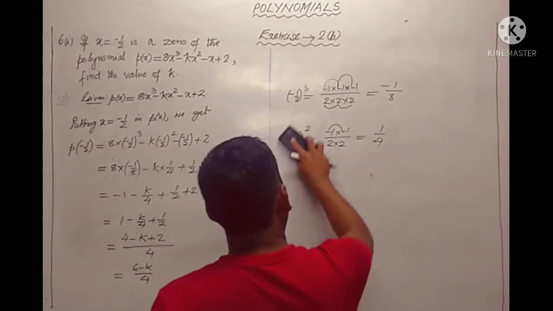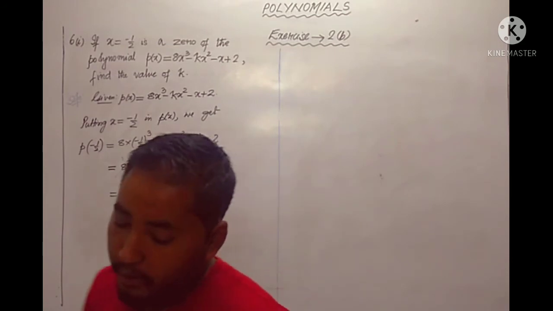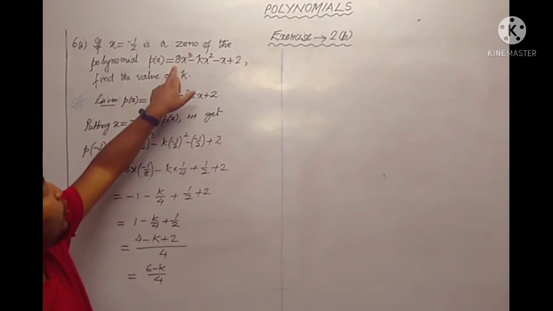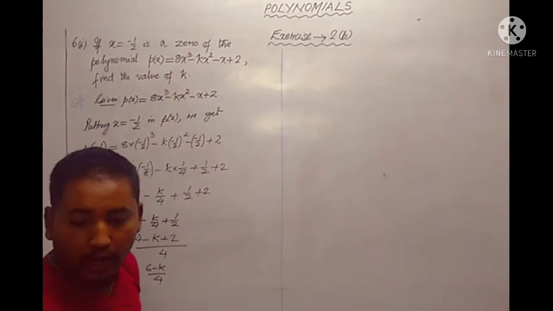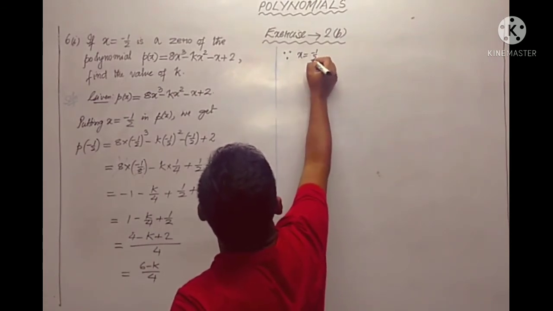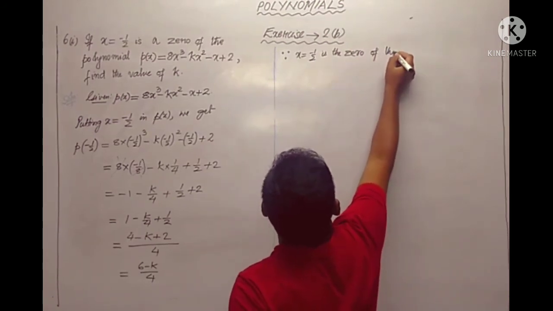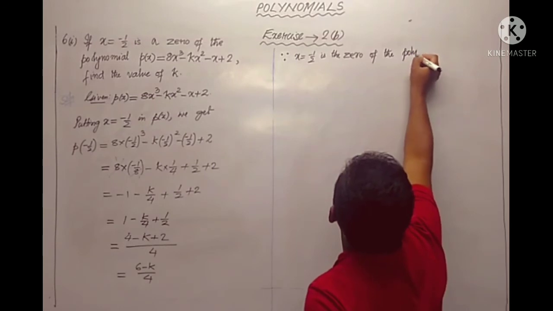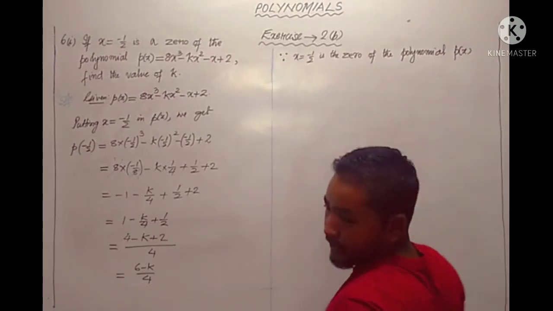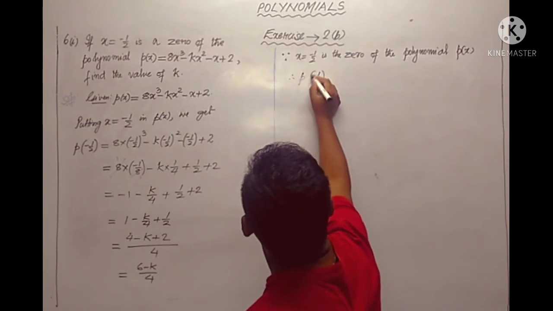Now, next part of the question. Now the question says again, if this is the 0 of this polynomial, find the value of k. So you will write down, since x equals to minus 1 by 2 is the 0 of the polynomial p(x). Therefore, p of minus 1 by 2 equals to 0.